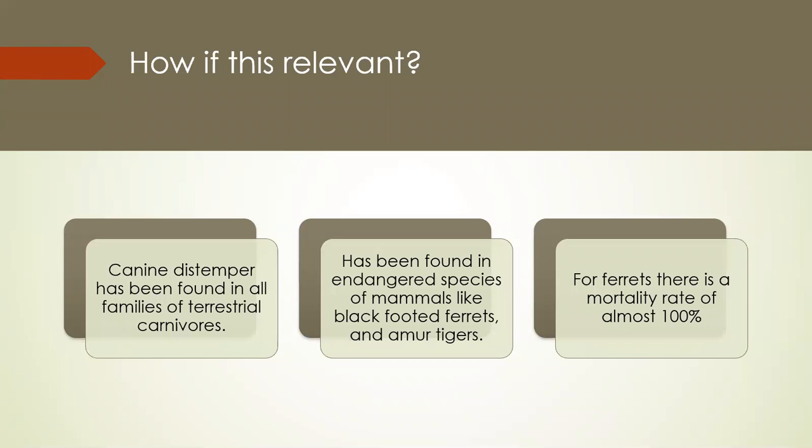How is this relevant? Canine distemper has been found in all families of terrestrial carnivores, as I mentioned previously. It has been found in endangered species of mammals like black-footed ferrets and Amur tigers. For ferrets, there is a mortality rate of almost 100%.